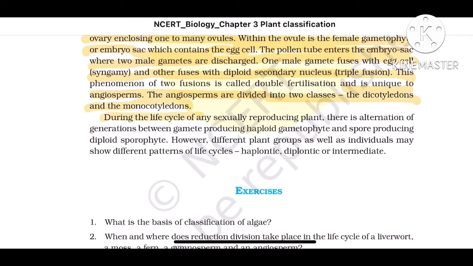During the life cycle of any sexually reproducing plant, there is alternation of generations between gamete-producing haploid gametophyte and spore-producing diploid sporophyte. However, different plant groups as well as individuals may show different patterns of life cycle, haplontic, diplontic, or intermediate.